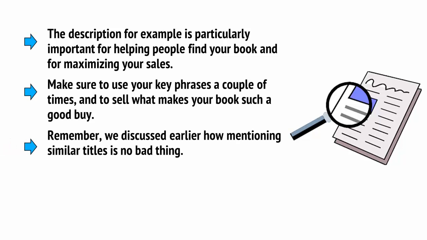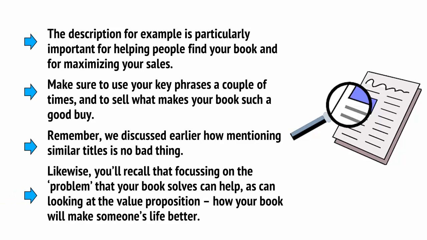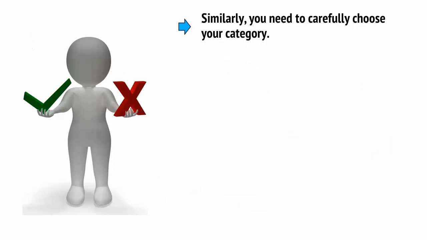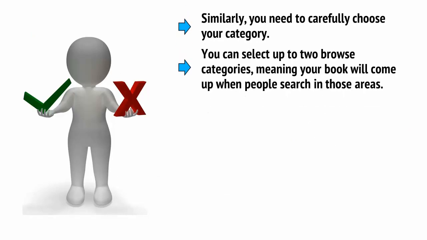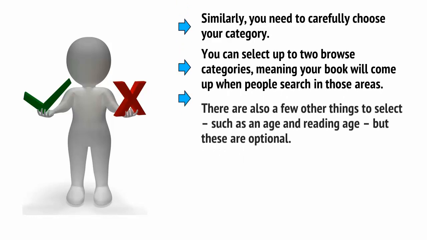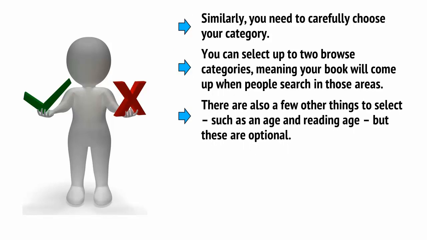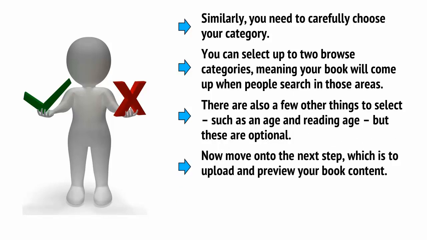Remember, we discussed earlier how mentioning similar titles is no bad thing. Likewise, you'll recall that focusing on the problem that your book solves can help, as can looking at the value proposition, how your book will make someone's life better. Similarly, you need to carefully choose your category. You can select up to 2 browse categories, meaning your book will come up when people search in those areas. There are also a few other things to select, such as an age and a reading age, but those are optional. Now move on to the next step, which is to upload and preview your book content.